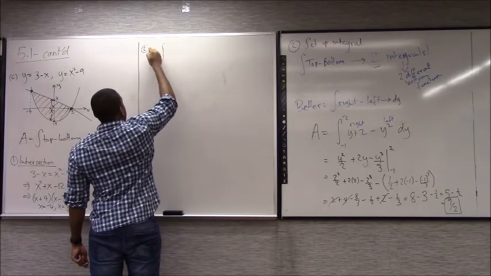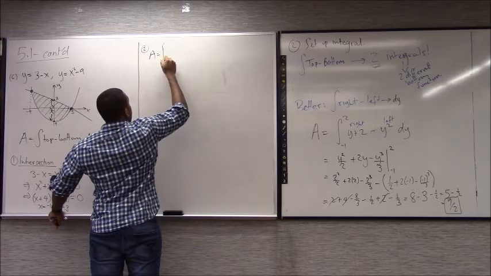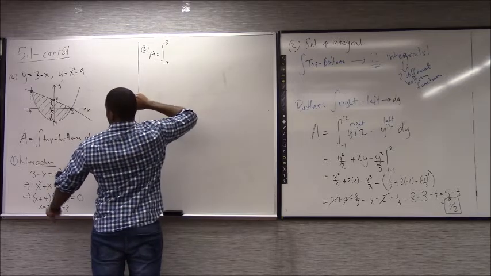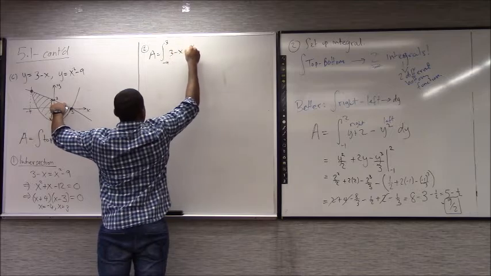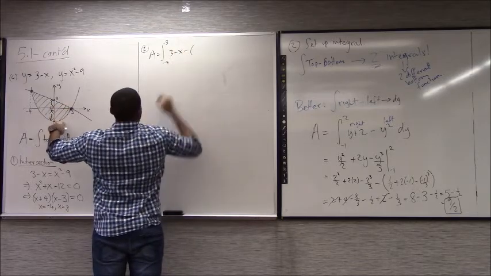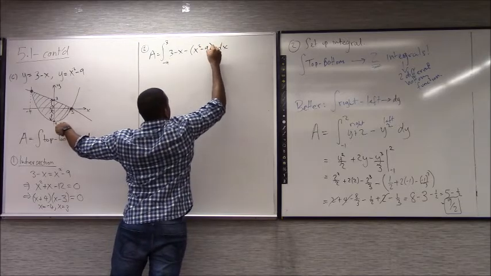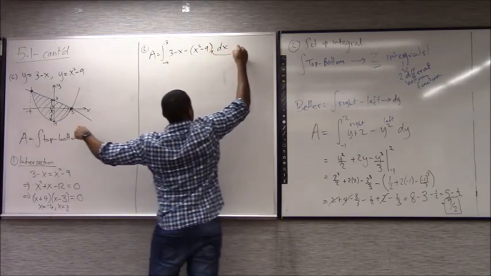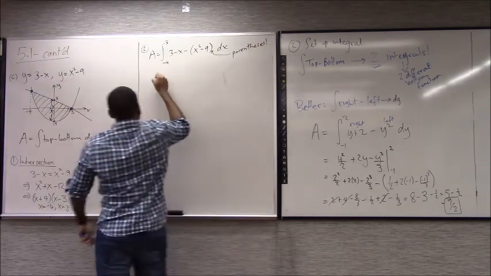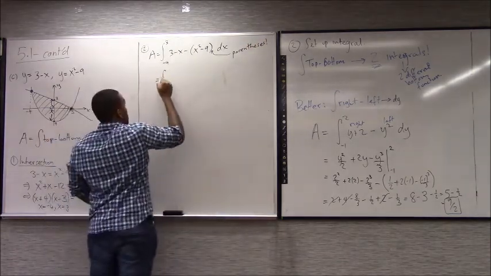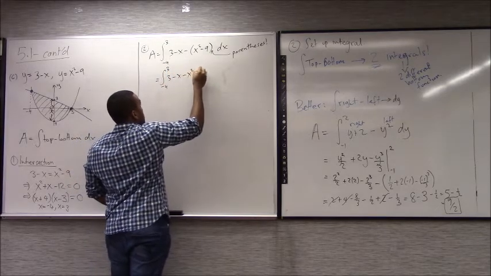So that means my area is going to be the integral from minus 4 up to 3 of the top curve, which is the line, 3 minus x, minus the bottom curve, which is the parabola, dx. Notice here that I'm using parentheses. So this is minus 4 up to 3 of 3 minus x squared plus 9.